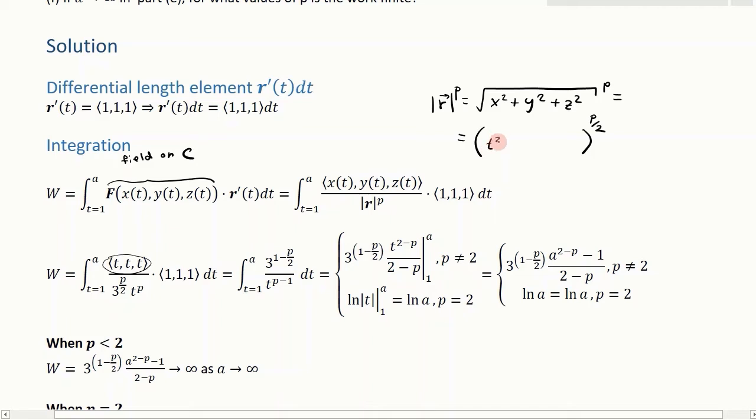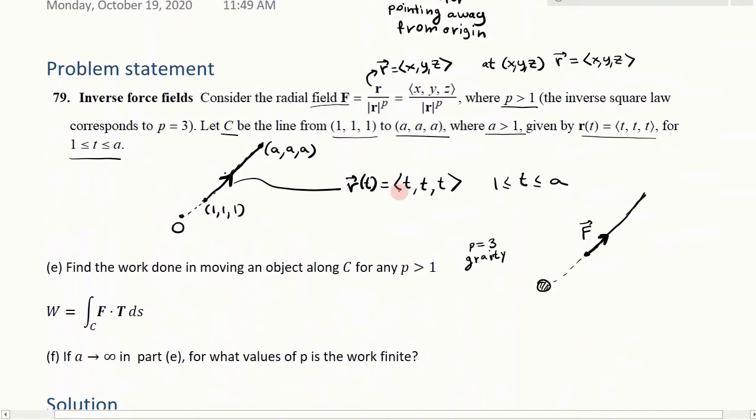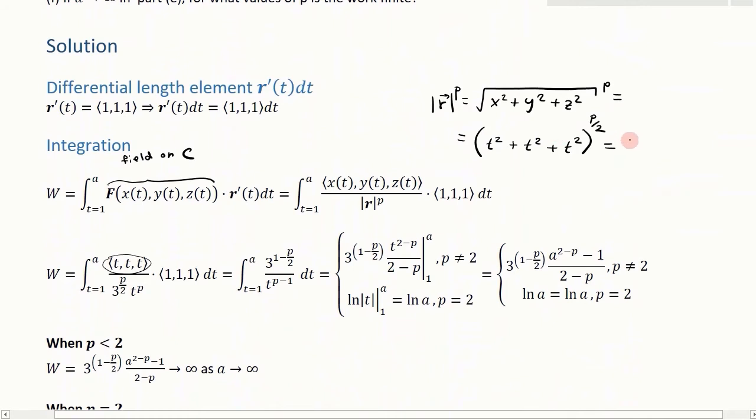And I can also plug in t for x, y, and z that I get from the parameterization, right? Because the parameterization is x, y, and z equals t, t, and t. So then I get 3 to the power of p over 2, and I get t squared to the power of p over 2. But this square and this root cancel, so we get 3 to the power of p over 2 and t to the power of p. That's what I wrote here, 3 to the p over 2, t to the p.